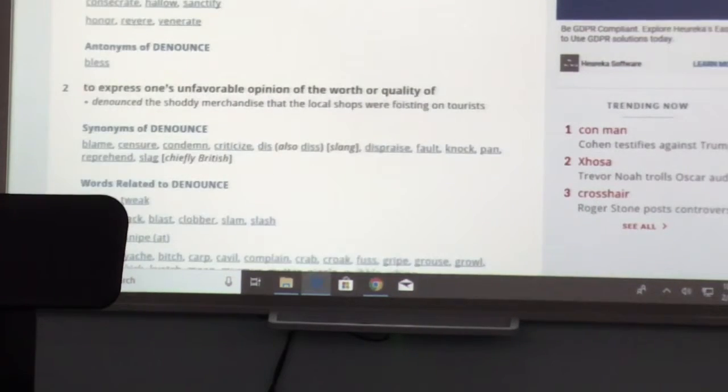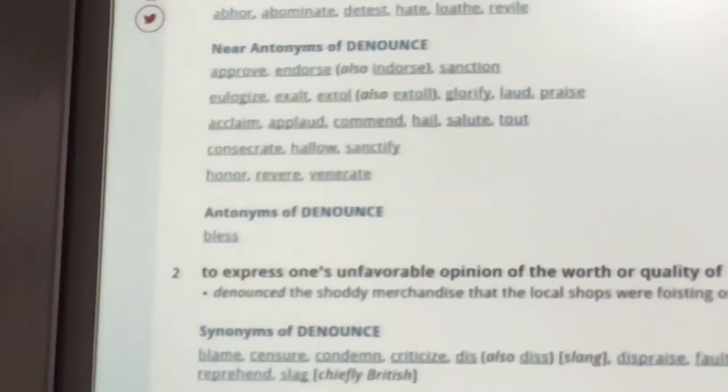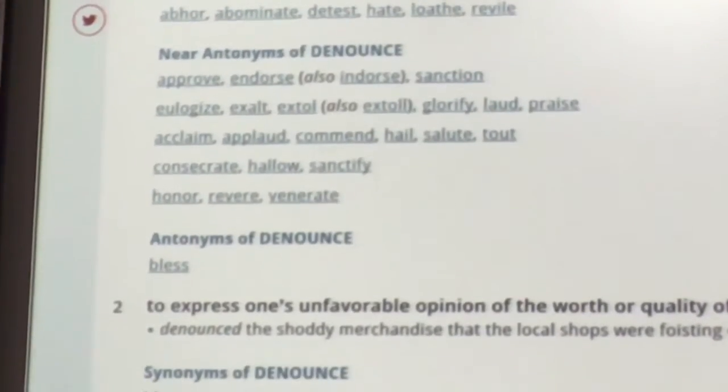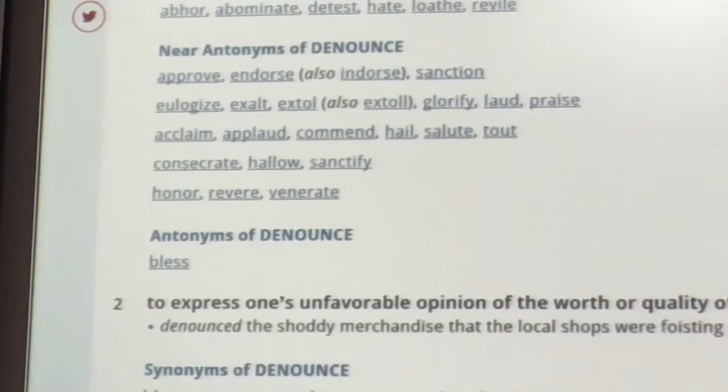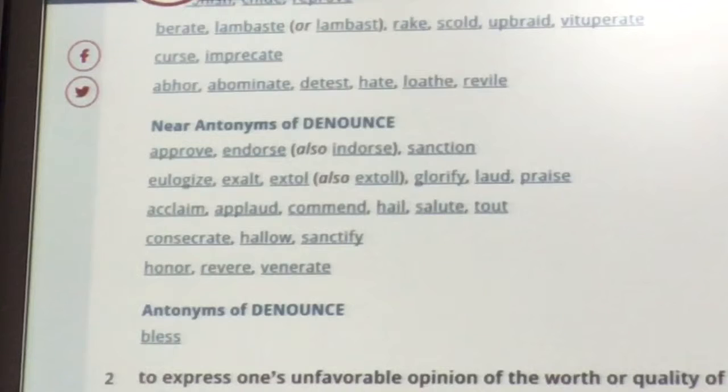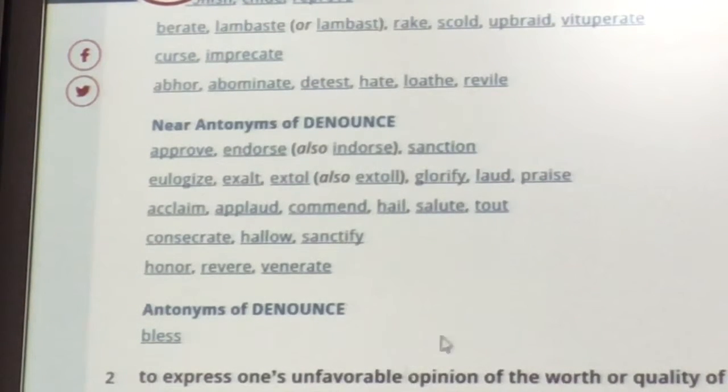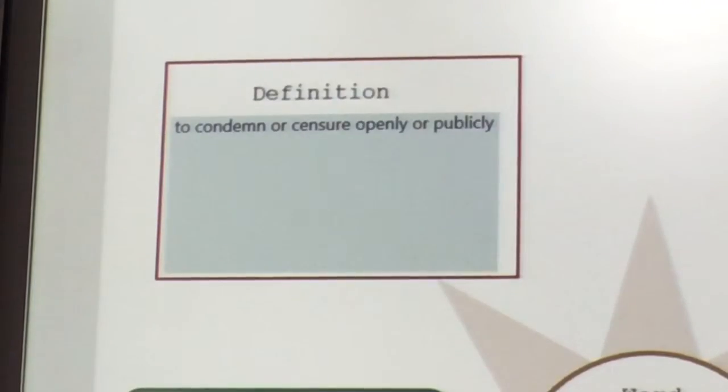Oh, here we go. Approve, endorse, sanction, applaud, we have that, okay? So we're on the right track. Or honor, we have that. Everybody see this right here? All right. Back to our word study. No picture.